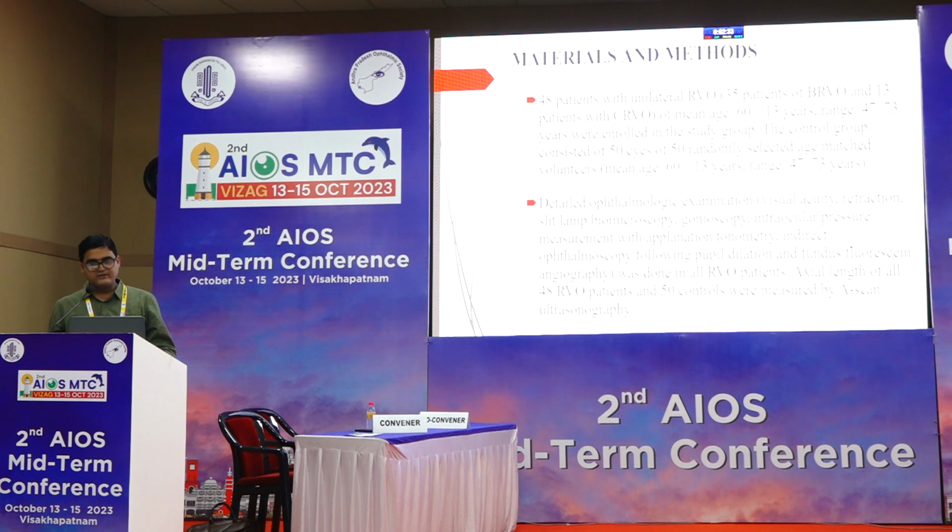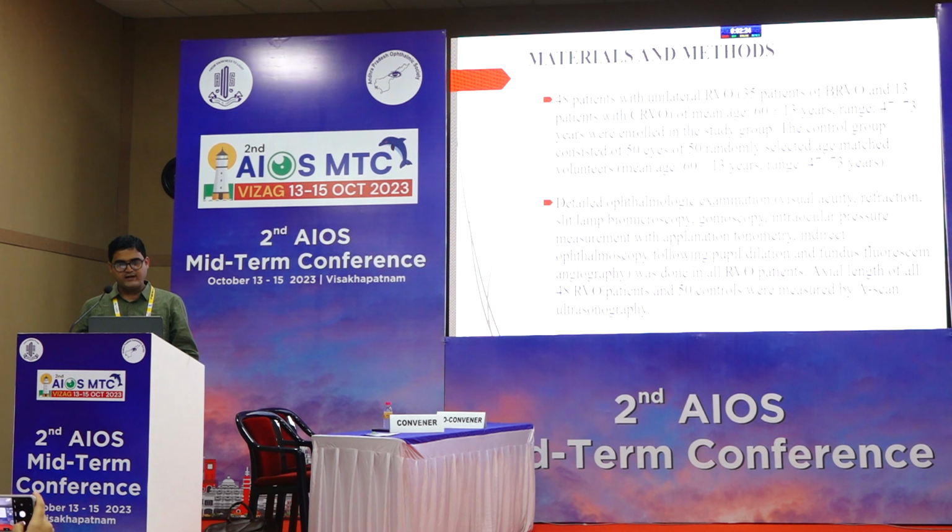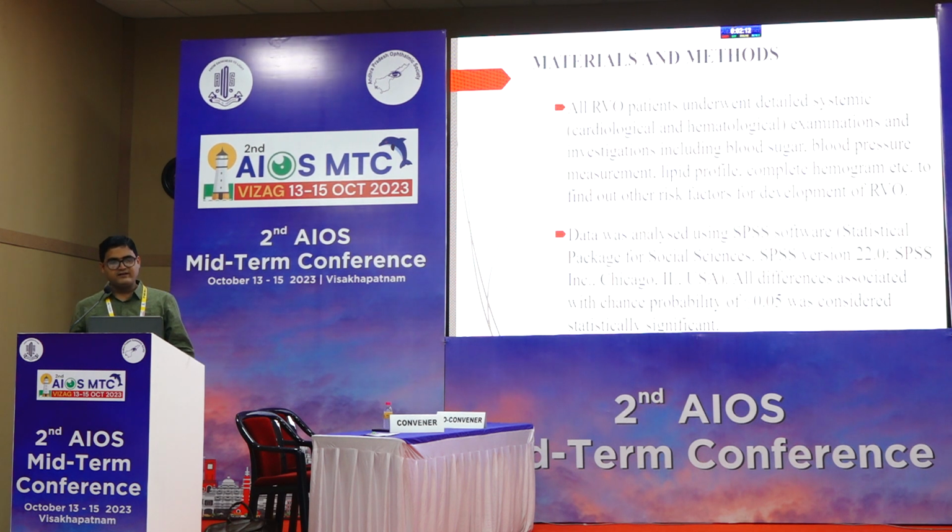Detailed ophthalmological examination: visual acuity, refraction, slit lamp biomicroscopy, gonioscopy, intraocular pressure measurement with applanation tonometry, indirect ophthalmoscopy following pupil dilation, and fundus fluorescein angiography was done in all RVO patients. Axial length of all 48 RVO patients and 50 controls was measured by A-scan ultrasonography. All RVO patients underwent detailed systemic, cardiological, and hematological examinations and investigations including blood sugar, blood pressure measurement, lipid profile, and complete hemogram to find out the other risk factors for development of RVO. Data was analyzed using SPSS software. All differences associated with a chance probability of less than or equal to 0.05 were considered statistically significant.